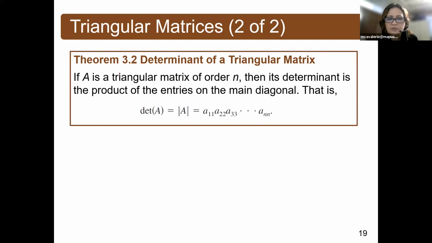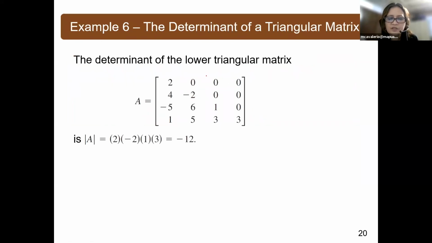According to Theorem 3.2, if A is a triangular matrix of order n, then its determinant is the product of the entries on the main diagonal. That is, the determinant of A is a11 times a22 times a33 times a sub nn. For example, this is a triangular matrix. According to the theorem, the determinant is simply the product of the diagonal entries, being 2 times negative 2 times 1 times 3, which is equivalent to negative 12.